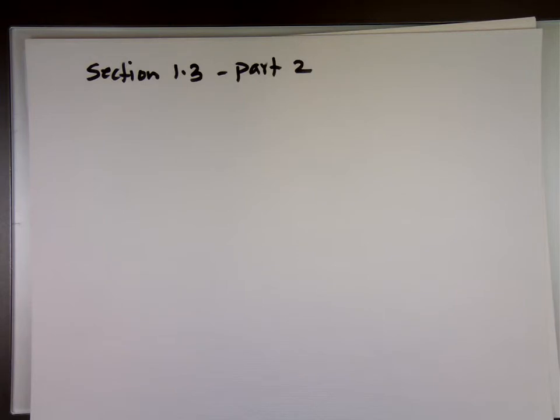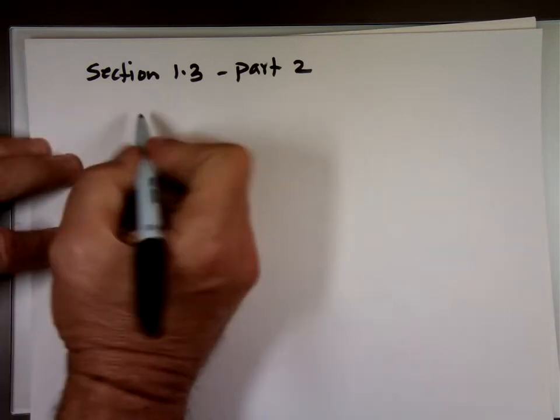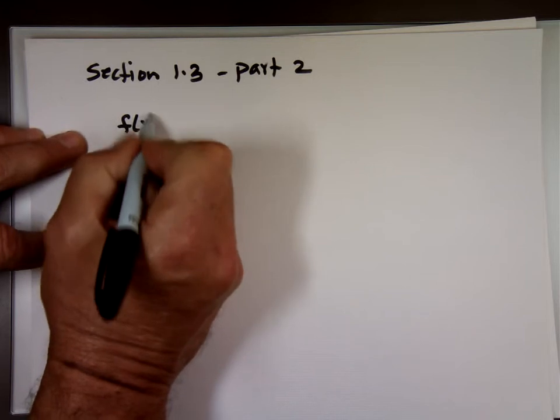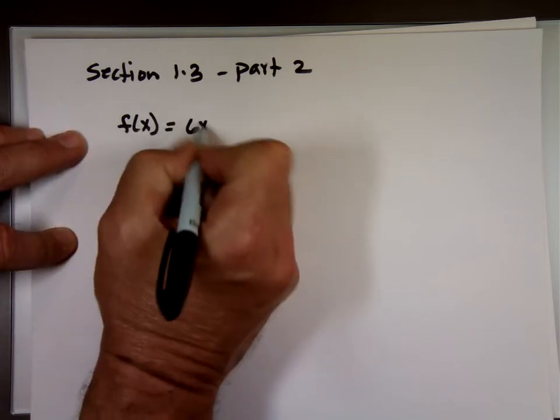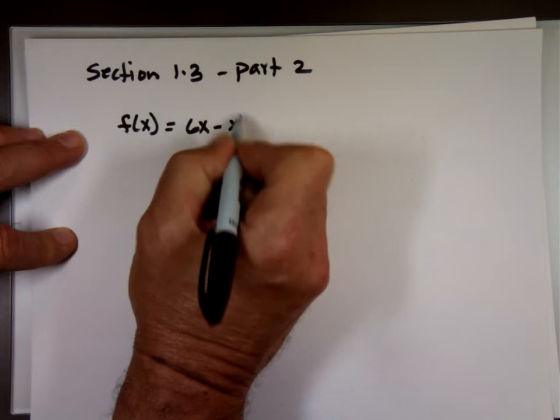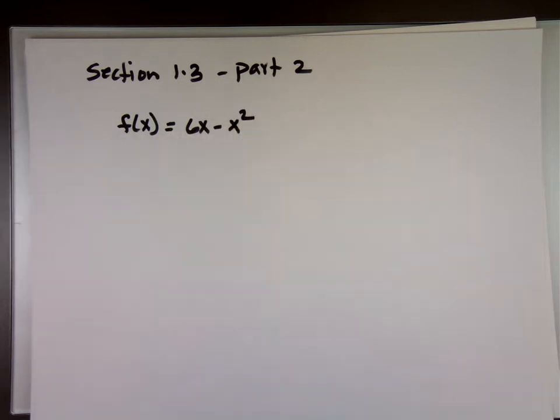Okay, let's talk about the domain. If you have a problem like this, f of x equals 6x minus x squared, what is your domain? Meaning, what can you use for values for x? Is there a value for x that if you plug it in, you will not have an answer?